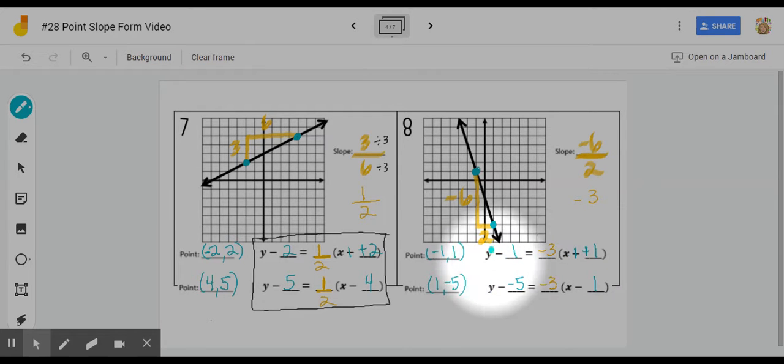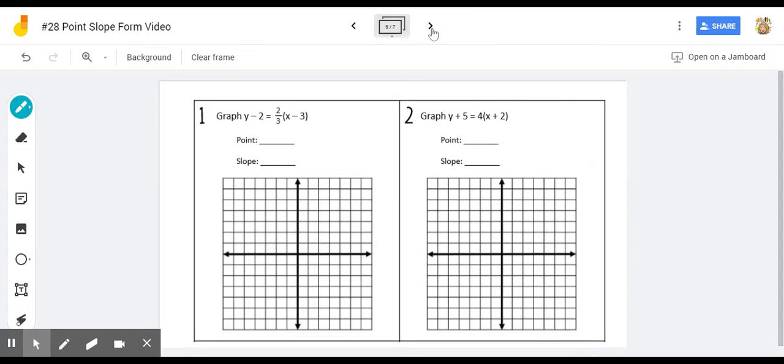y minus 1. If we chose the second coordinate, we went over to the right 1 from 0, and we went down 5. So 1 comma -5 is its location. And so we'll use x minus 1, positive 1, and then we'll use y minus -5, which ends up giving us a y plus 5 in our equation of the line.